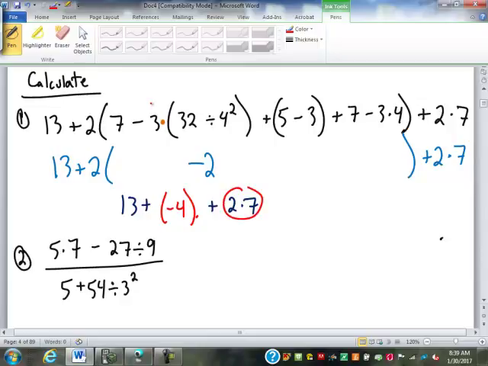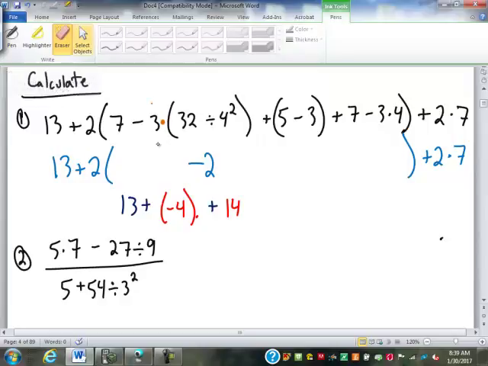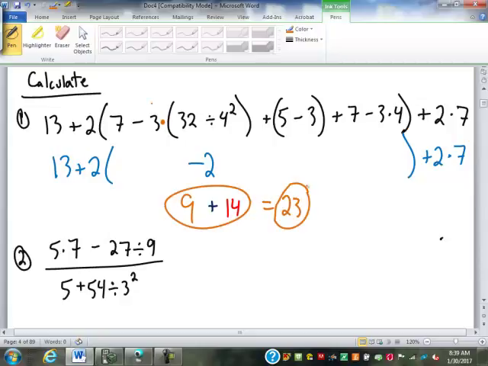2 times 7, which is 14. And no more multiplication or division. So we are on to addition and subtraction. We have 13 plus a negative 4 is 9. 9 plus 14 is 23. How many of you got 23? Okay. Anybody have any questions? Want to go back over one of the steps or how we got to it?